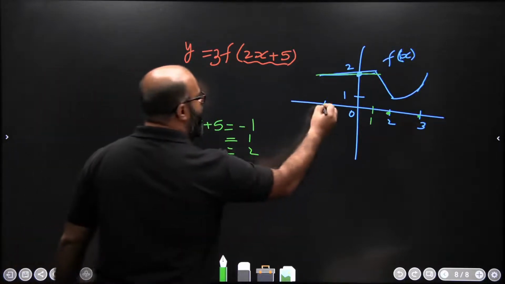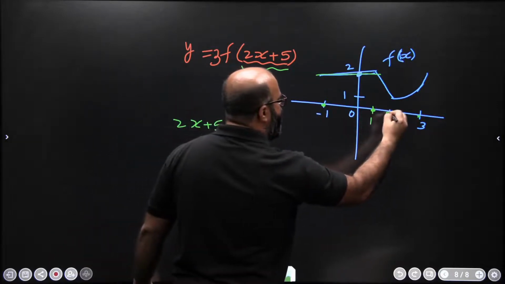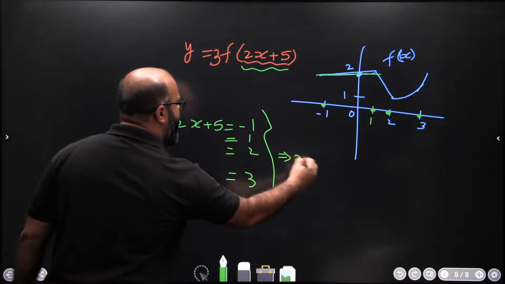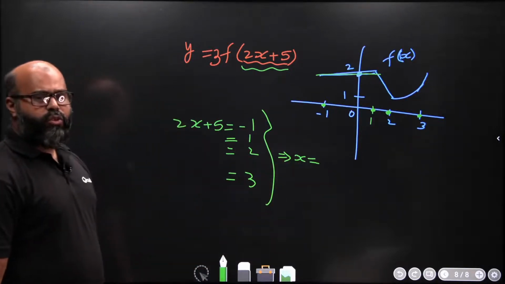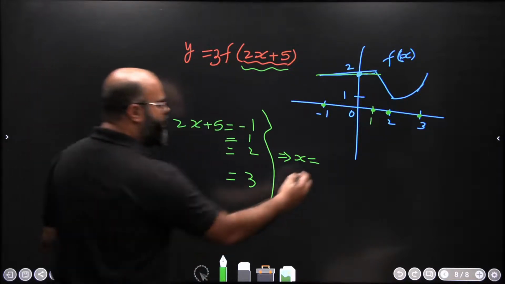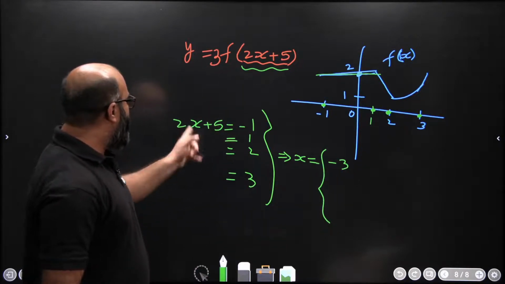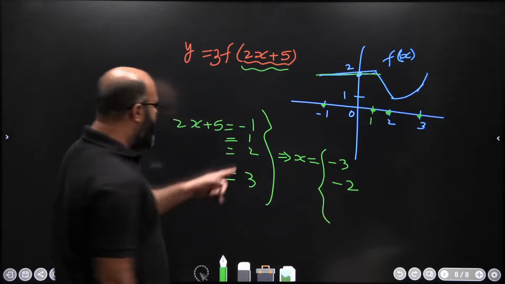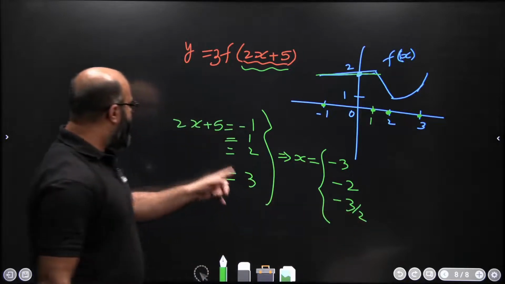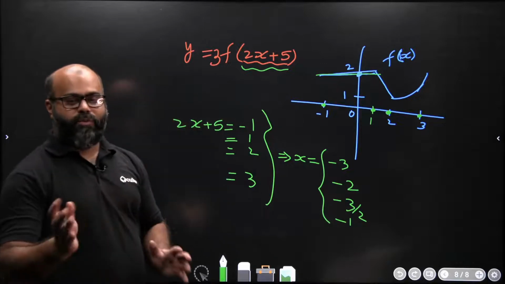If you equate this input 2x plus 5 with minus 1, with 1, with 2, with 3, what do you get x as? Can you tell me the value of x in these situations? Of course, here you will get minus 1 minus 5, that is minus 6 by 2, that is minus 3. In the next situation, 1 minus 5 is minus 4 by 2, minus 2. Here 2 minus 5 is minus 3 by 2. And in the fourth situation, 3 minus 5 is minus 2 by 2, minus 1. So this is the new input which you are getting.